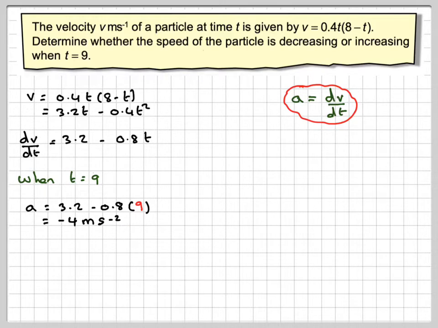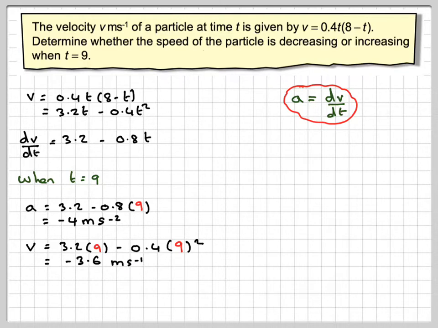And when t is equal to 9, v will be 3.2 times 9 minus 0.4 times 9 squared, which is −3.6 meters per second. So what we've got here, the acceleration is negative and the velocity is negative. But what is happening to the speed? Because remember, speed is a scalar quantity. So if we just look at the graph for a minute, we can try and explain why we're going to come up with the conclusion I'm going to write down.